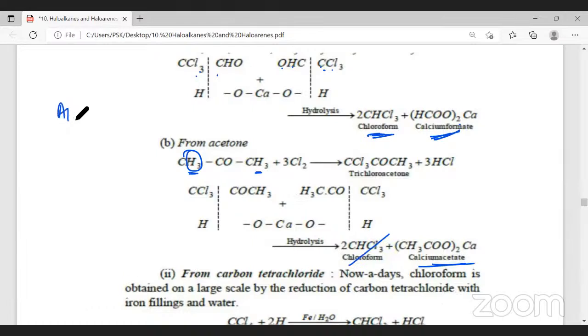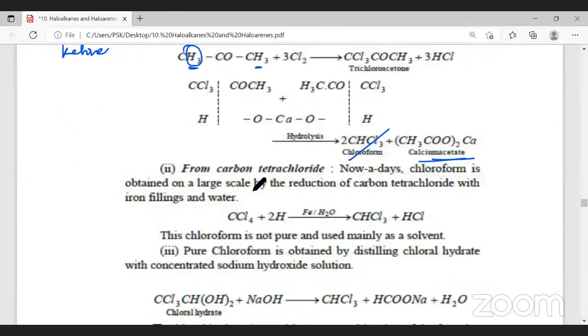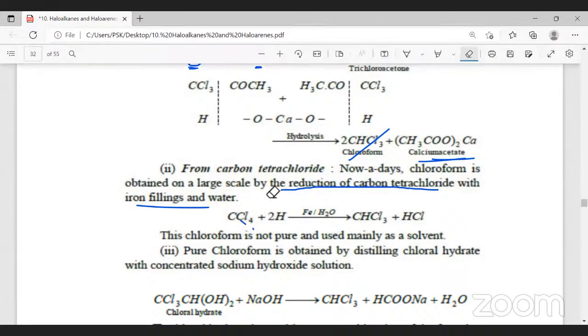So you can prepare chloroform directly from aldehydes and ketones, just by reacting them with chlorine followed by hydrolysis of the byproduct with calcium hydroxide. The second method of preparation is from carbon tetrachloride. Nowadays, chloroform is obtained on a large scale by reduction of carbon tetrachloride with iron filings. So carbon tetrachloride, when reduction is done with hydrogen.